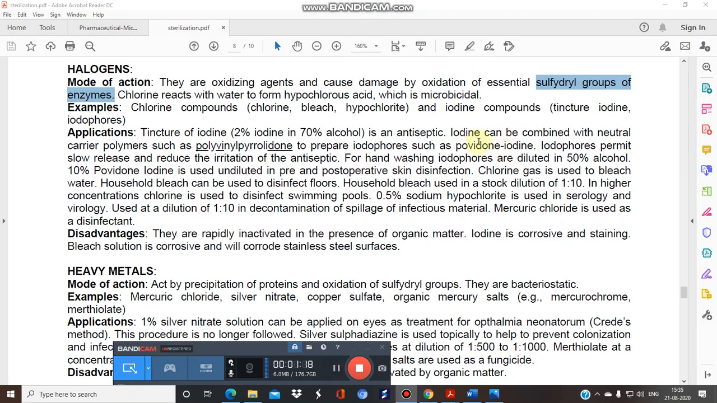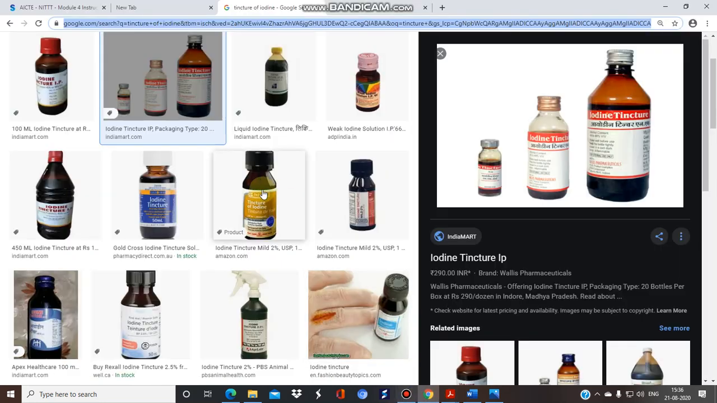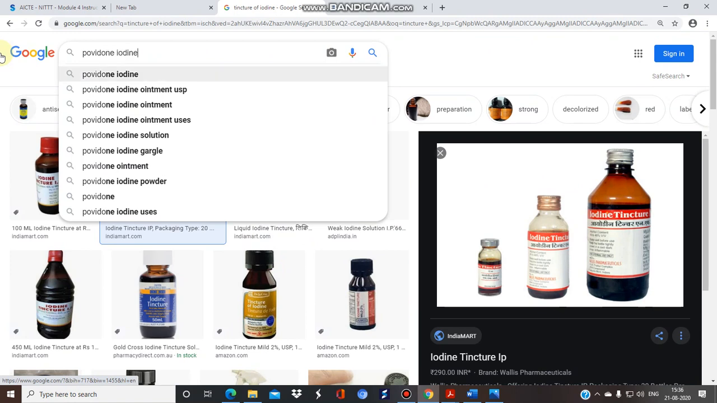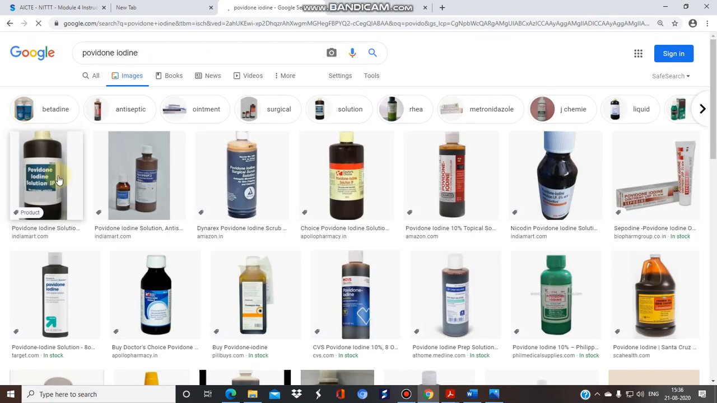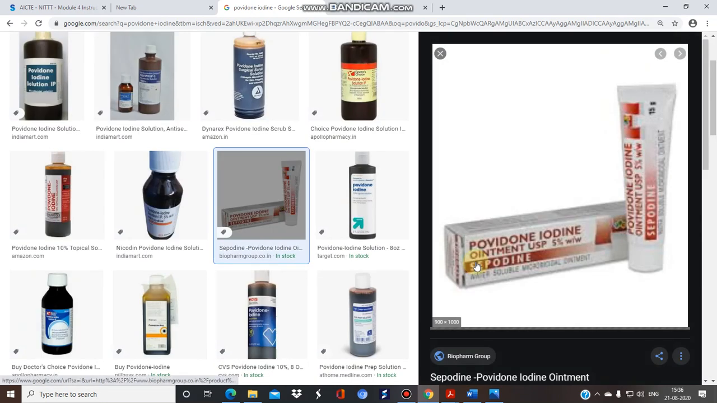This one is important. Iodine can be combined with some polymers like PVP, that is polyvinyl pyrrolidone, to prepare iodophores such as povidone iodine. This is a very common preparation, commonly used as an ointment on wounds. Look at this ointment. This is the very famous povidone iodine.